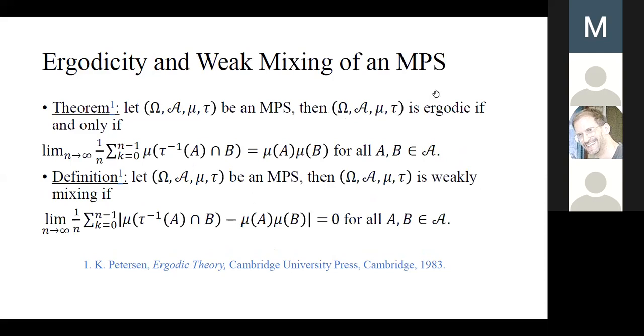The first is a theorem which states that the measure preserving dynamical system (Omega, A, mu, tau) is ergodic if and only if we have this convergence: the limit of the Cesaro sum of the measure of the intersection of the pre-image of A under tau with B is equal to the measure of A times the measure of B, for all A, B in the sigma algebra.